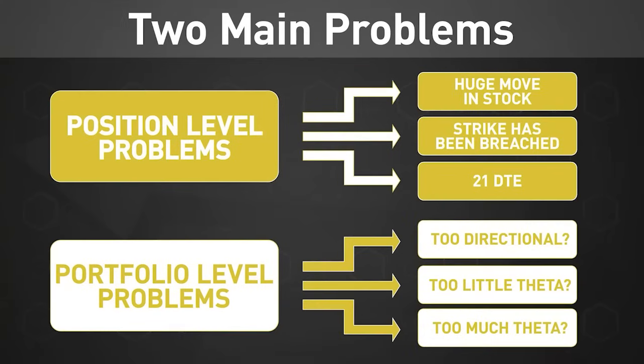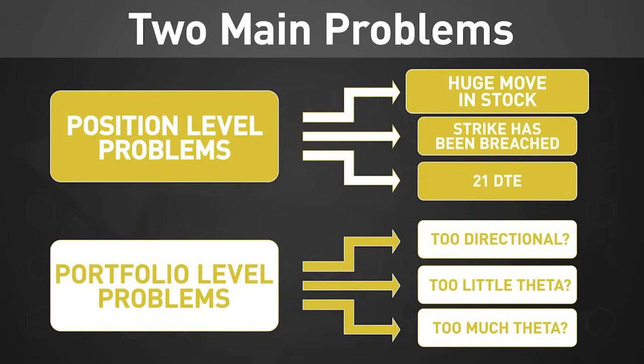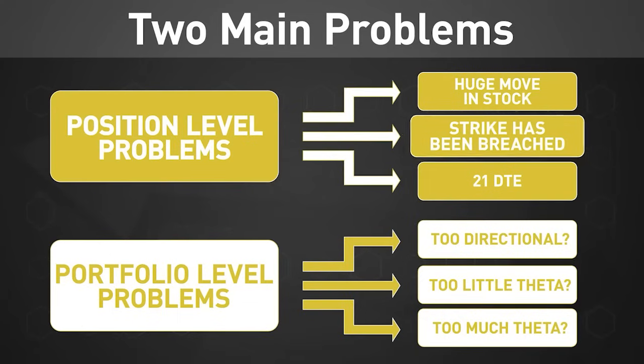So here, you need to identify the problems, and specifically, you need to differentiate between problems at the position level and problems at the portfolio level. Position level problems are usually going to be pretty obvious. They're going to jump off the screen and stick out like a sore thumb. They could be a huge move in the stock, a situation where one of your strikes has been breached, or maybe you've just naturally reached the 21-day marker in that cycle. Sure, some of these are going to be a bit more surreptitious, like your index and individual stock exposure, but usually you won't have to go hunting around to find these. They're going to find you.